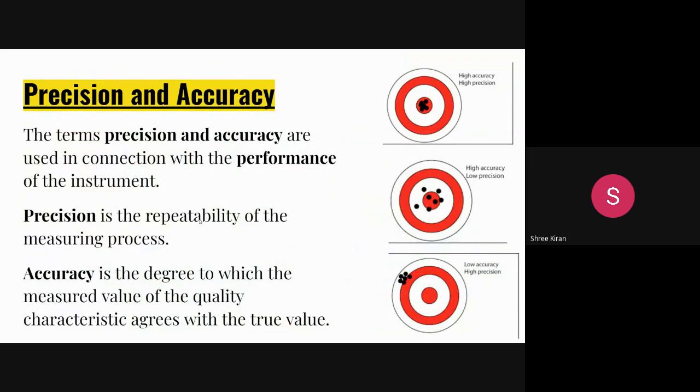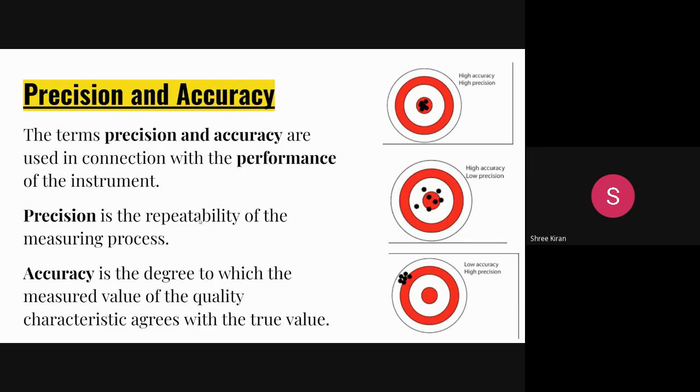So in order to measure, after measuring the instruments, we will always be relating to precision and accuracy, which is always in connection with the performance of the instrument. The performance of the instrument can be connected with precision and accuracy to an extent only. To an extent means the instrument should perform in the best way. It should have a high precision rate and high accuracy.